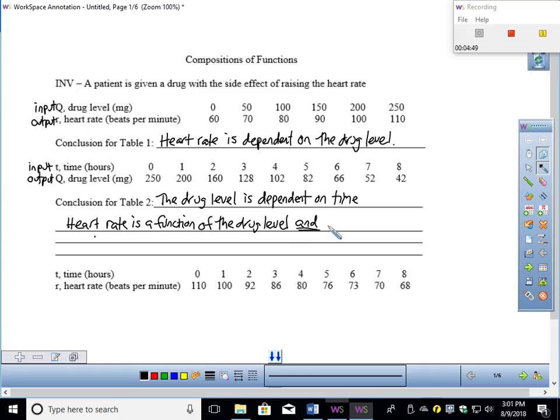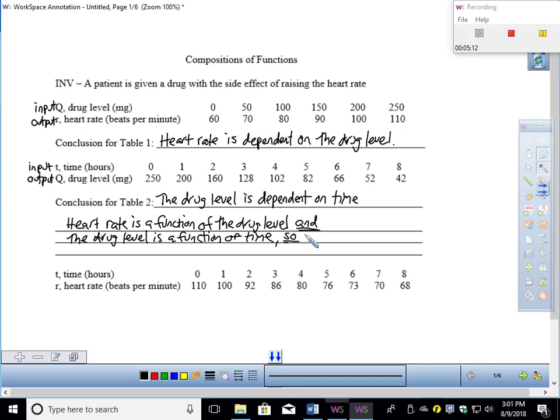Underline it. Table 2. I would say the drug level is a function of time. And then a little comma here maybe, and what I want you to write is the word so. And I want you to come up with the conclusion. That would be the ideal.